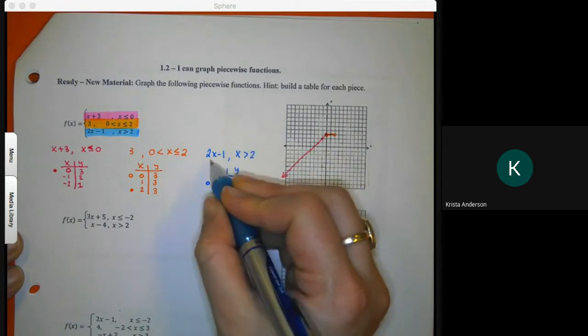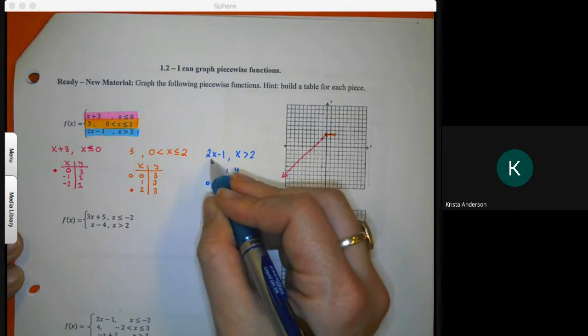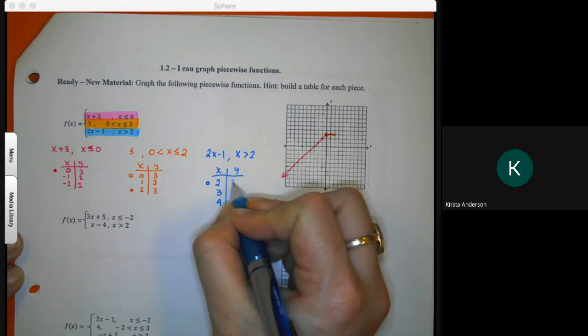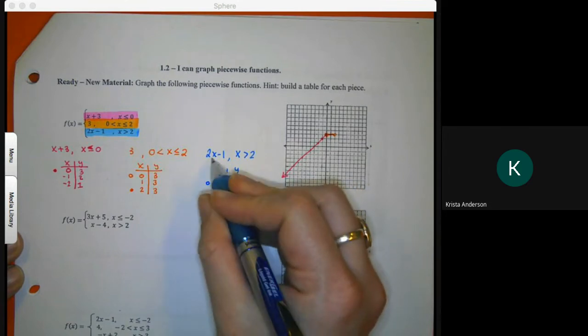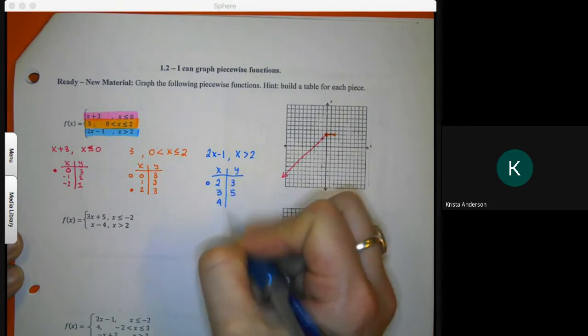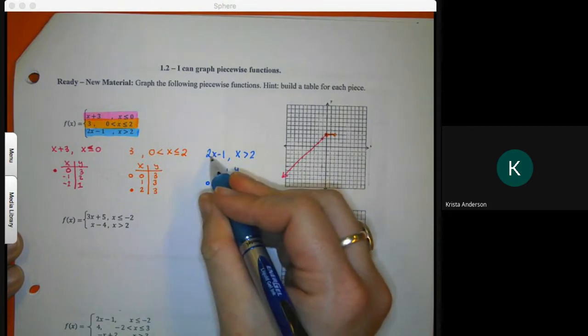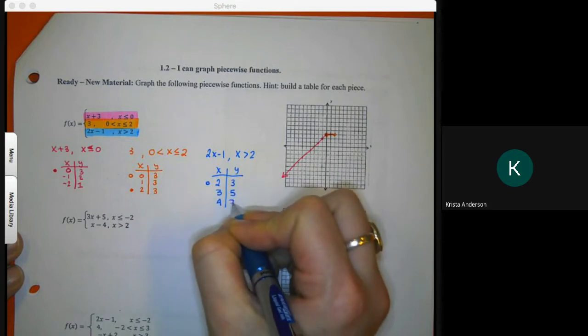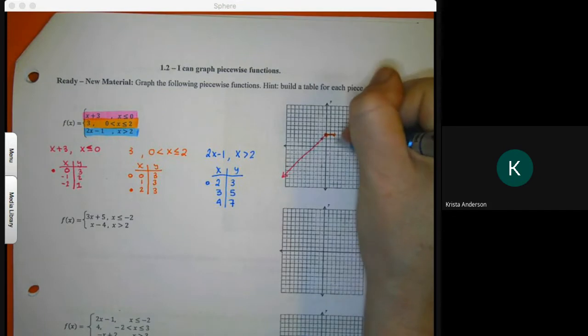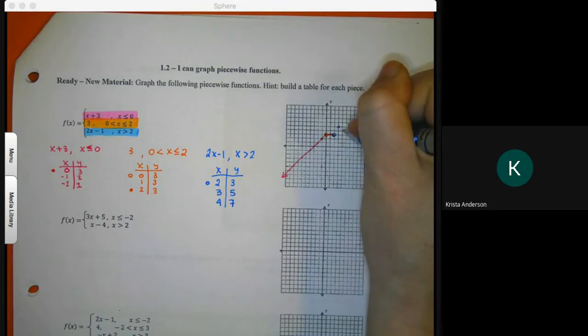When I plug 2 in, 2 times 2 is 4. Take away 1. Plug a 3 in. 3 times 2 is 6. 6 take away 1. 4 times 2 is 8. 8 take away 1. 2 is up 3. It's an open dot. 3 is up 5. 4 is up 7.